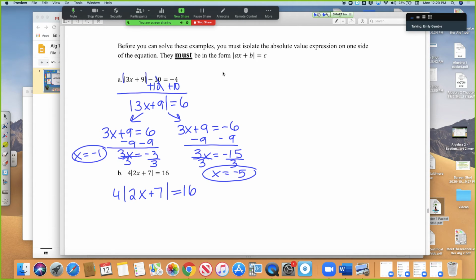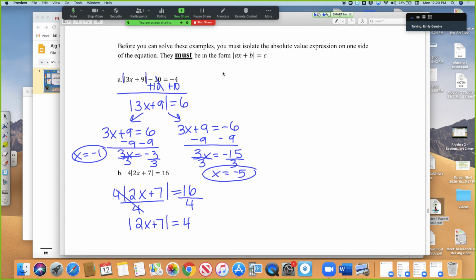So exactly what Gavin said is what we will have to do. To get rid of the times 4 here, we have to divide by 4. We will not be able to distribute on the inside. So to get rid of that 4 on the outside, we'll have to divide by 4. When I do that, I'm left with the absolute value of 2x plus 7 equals 4. Now the absolute value bars are isolated. It's time to split it up into 2 equations.